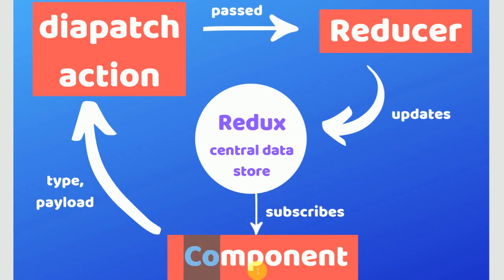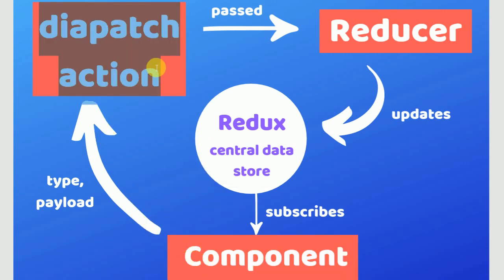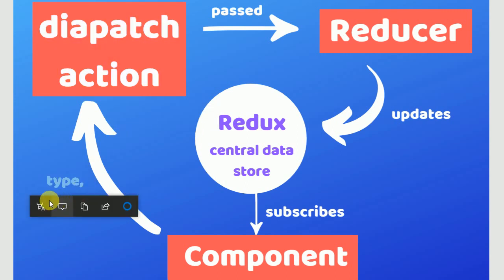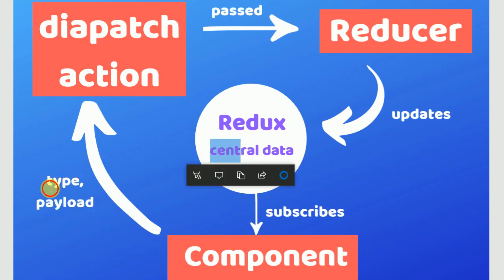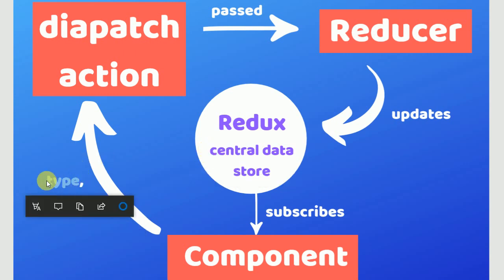So let's say this component wants to update this data. Now what will the component do? The component will dispatch an action. Now an action is nothing, it's just a JavaScript object which has two keys. One is type and one is payload. Let's say if you want to update the data, then the type will be update. If you want to delete the data, the type will be delete. If you want to insert the data, the type will be insert. And this payload is nothing, it's just the data which we are sending.